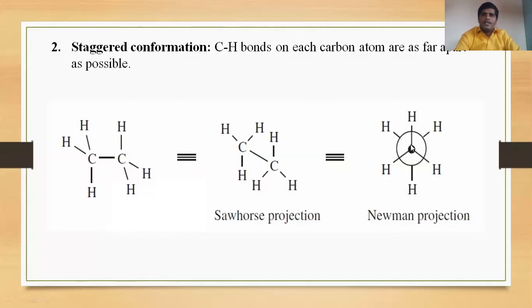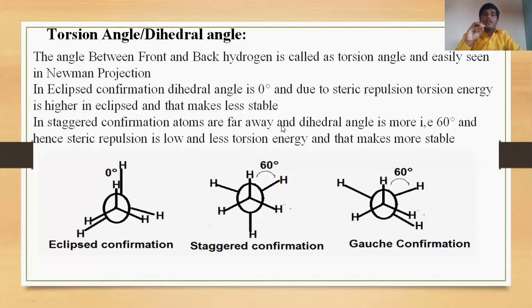Okay, so we have written this under the staggered conformation. The staggered conformation has sub-points: one is the gauche conformation and the other is the staggered conformation. Then we'll discuss the concept of bond angle, or tetrahedral angle, or dihedral angle, or torsional angle. What is meant by torsional angle?